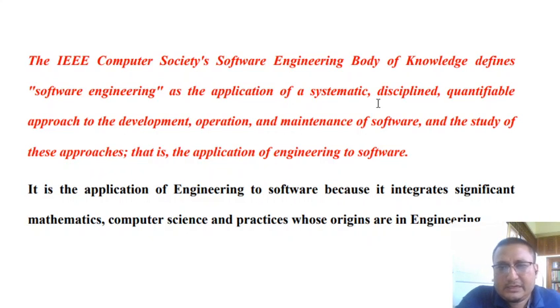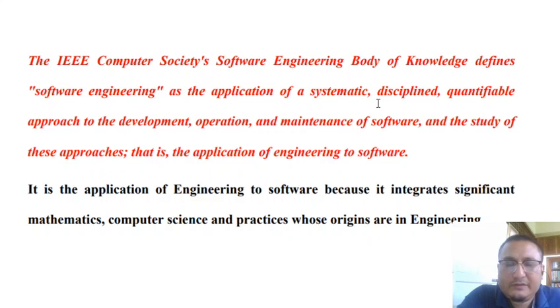Now, a very well accepted definition of software engineering is standardized by IEEE. You must have come across this term, IEEE, which stands for Institute of Electrical and Electronics Engineers. They have standardized the definition: software engineering is an application of a systematic, disciplined, quantifiable approach to development, operation, and maintenance of software, and the study of these approaches, that is, application of engineering to software.